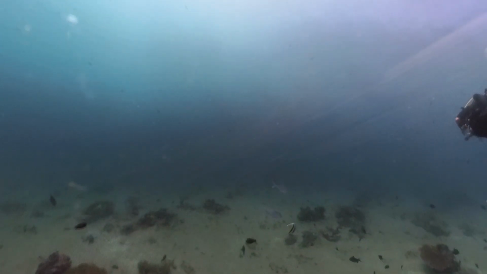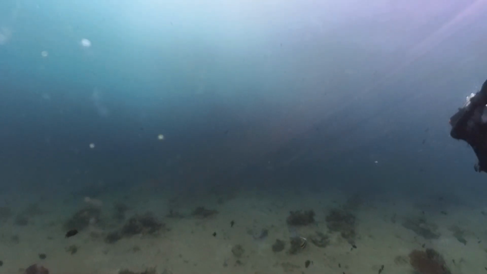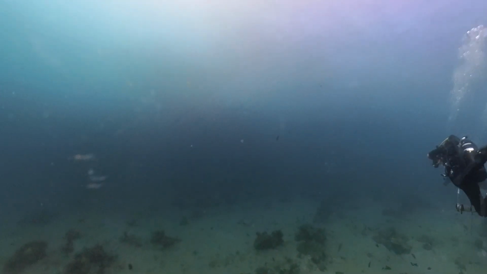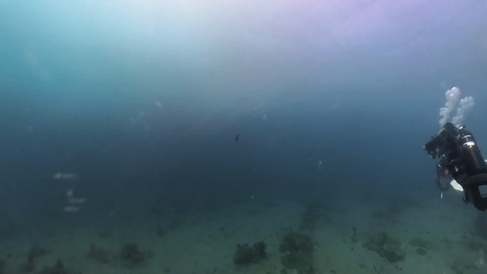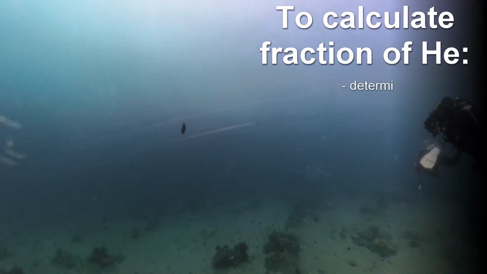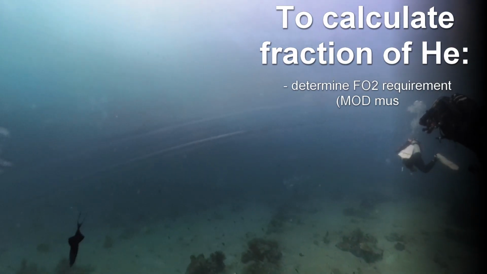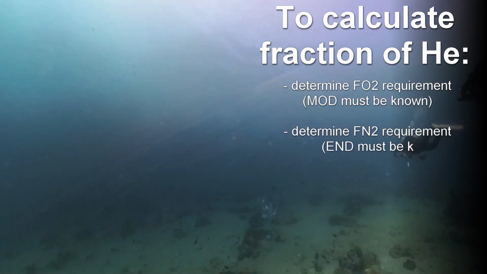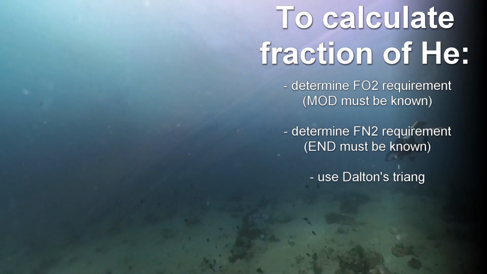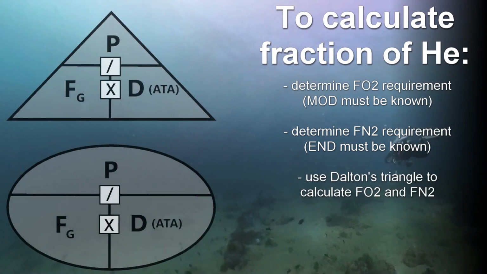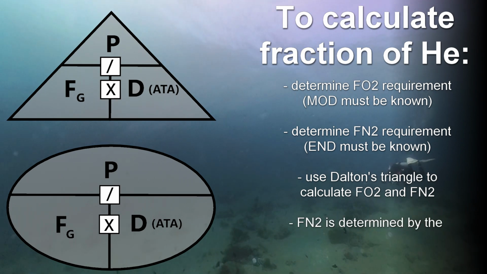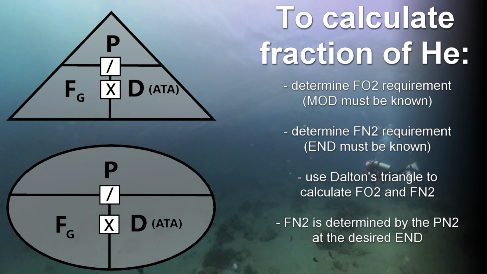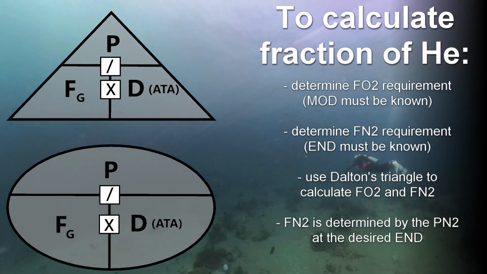Now on to Trimix. There is no direct way to solve for the helium requirement in Trimix diving. To solve for the helium requirement of a Trimix dive, we must solve for both the fraction of O2 and fraction of nitrogen, as these two gases determine the limit of our planned dive. We already know how to calculate the fraction of O2 using Dalton's triangle, or whatever you were taught, given the planned MOD.